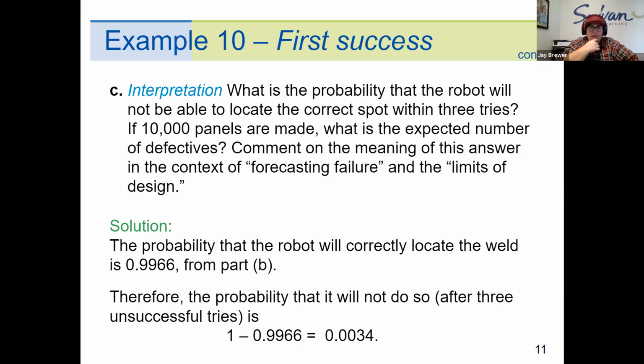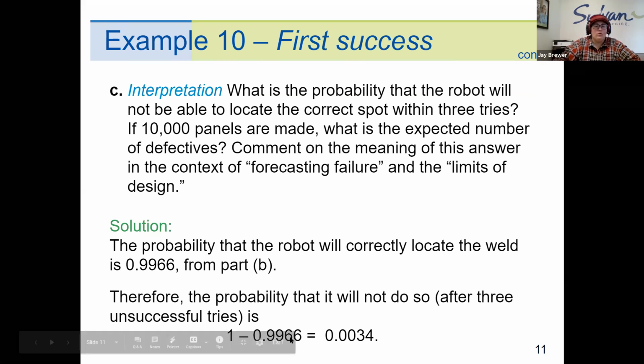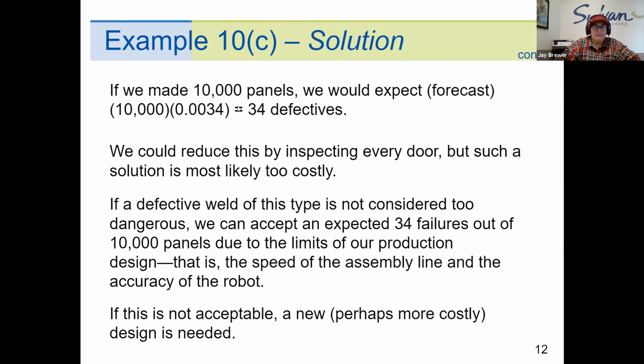So this would just be taking it one step further and looking at how you would interpret this. The probability of the robot will correctly locate the weld. We just found that from part B. So the probability that it does not and is unsuccessful is 1 minus the probability we just found. So you're only looking at 0.34%. Right? And then you would multiply that by the 10,000 and you only get 34 defective doors. It could have a range there, and that would of course be due to error.